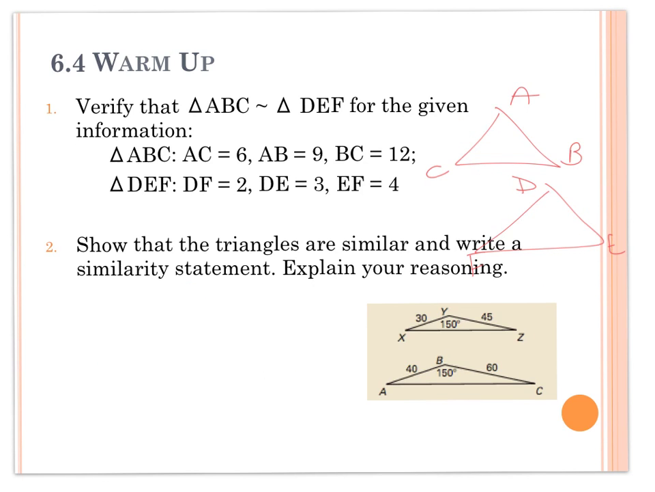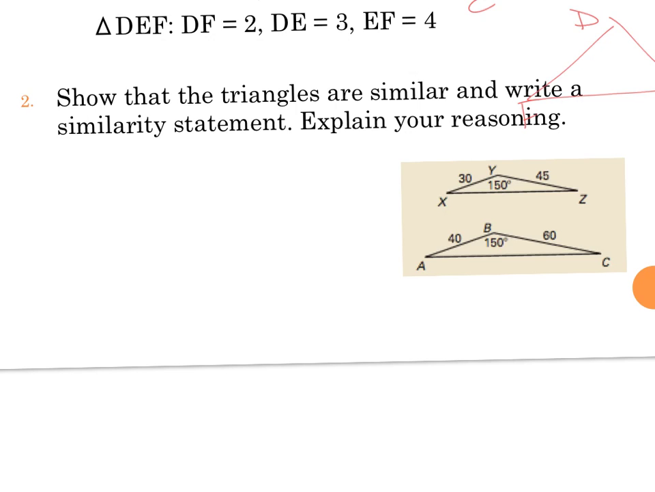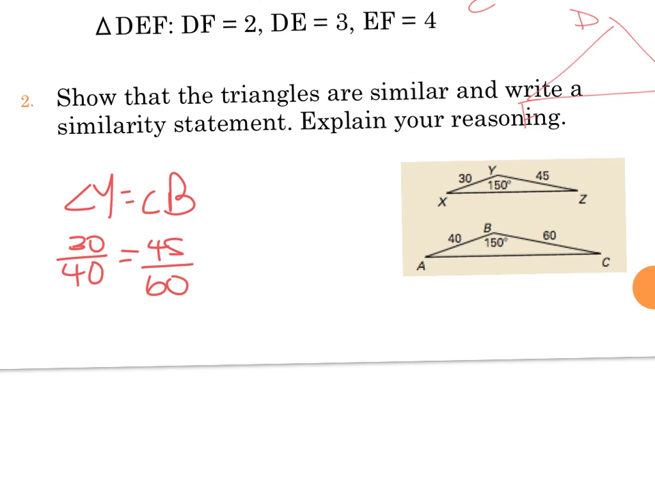2 says show that the triangles are similar and write a similarity statement and explain your reasoning. So now I've got 2 sides of each and an angle. Are my angles congruent? So angle Y equals angle B, and XY, or 30 over 45, would have to equal 30 over 40, would have to equal 45 over 60. So this goes 3/4, and 15 goes in each of these, 3/4.